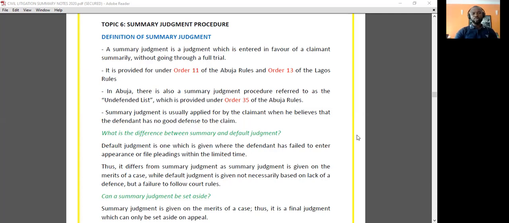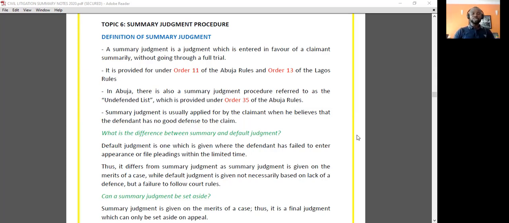A summary judgment is a judgment that is granted in favor of a claimant summarily without the court going through a full trial. Now, you know, a full trial entails basically exchange of pleadings, calling witnesses, the witnesses testifying, having their testimony questioned, cross-examined by the opposing party, and then the exchange of final addresses and the court giving its judgment. But with summary judgment, the court does not go through the whole process of trial. The court simply considers the findings of the parties, and based on that, the court gives its judgment.